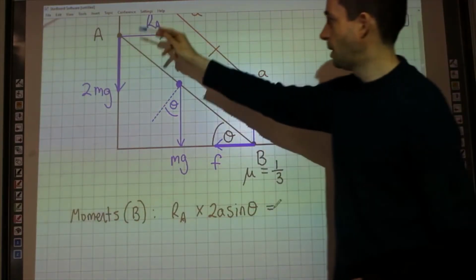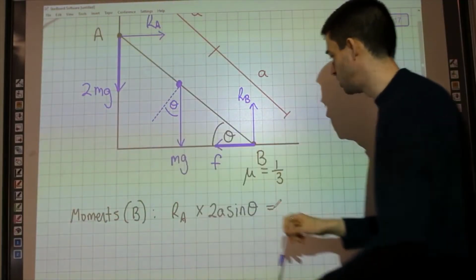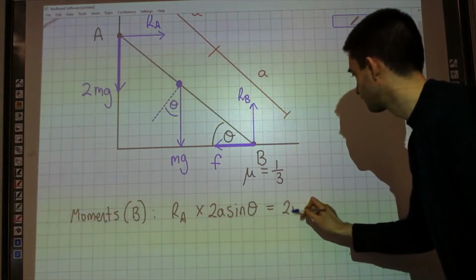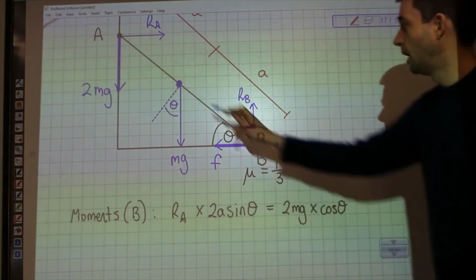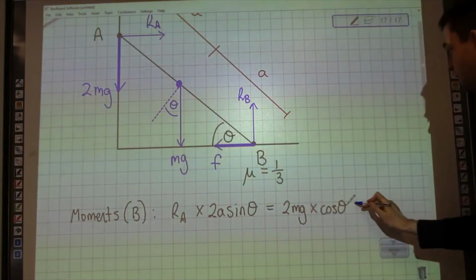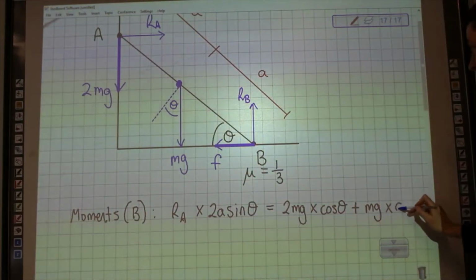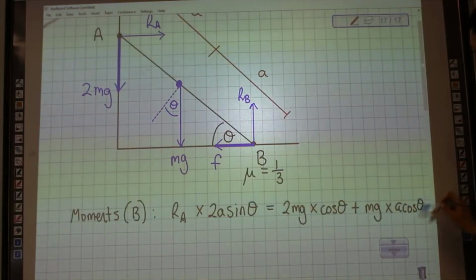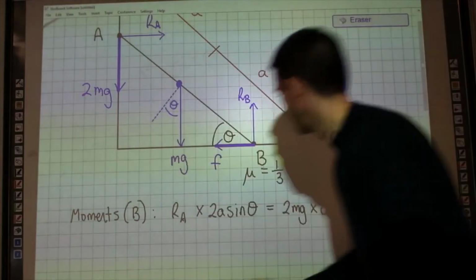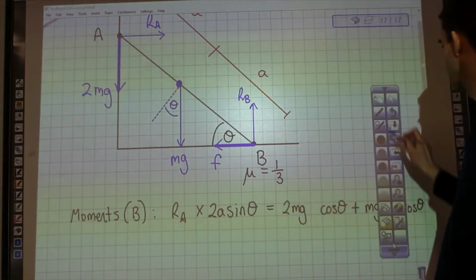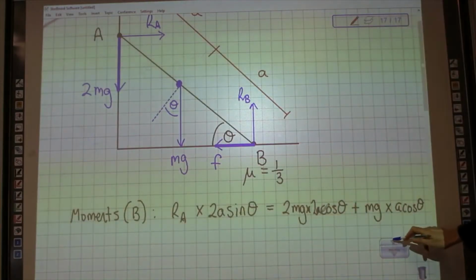And that is going to equal 2mg. Now 2mg is going to be multiplied by this length here, which is going to be 2a cos theta. So 2mg times cos theta. And then this force here, which is going to be mg times a cos theta. And I've realised there I've missed out my 2a. So let's just fix that. Squeeze that in there, times 2a cos theta.